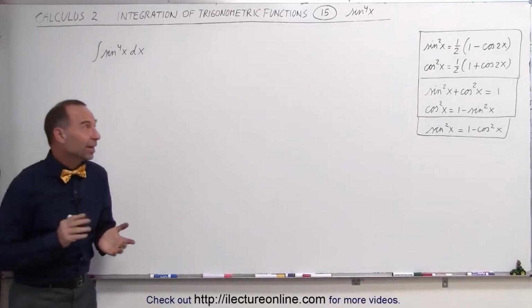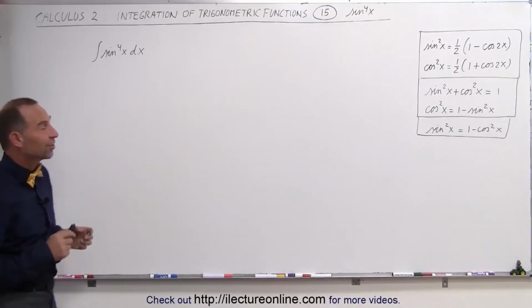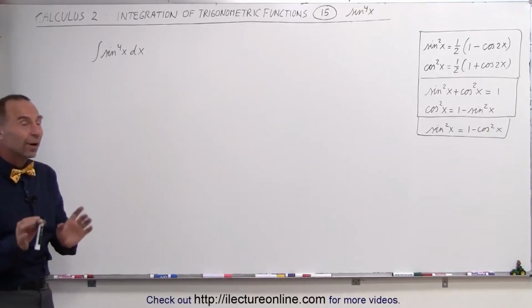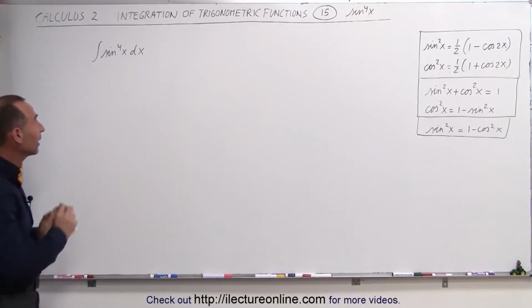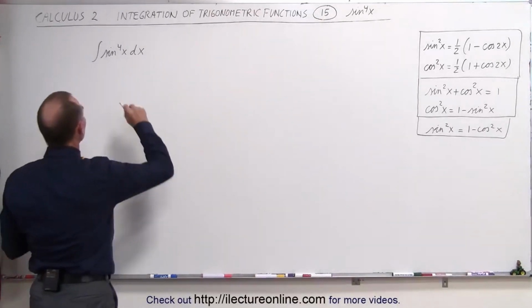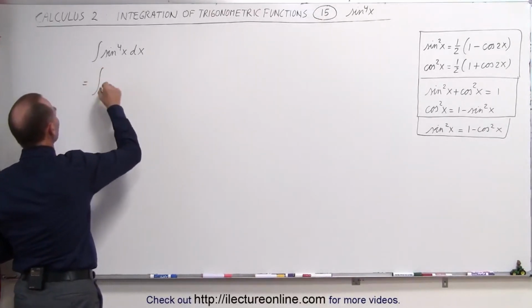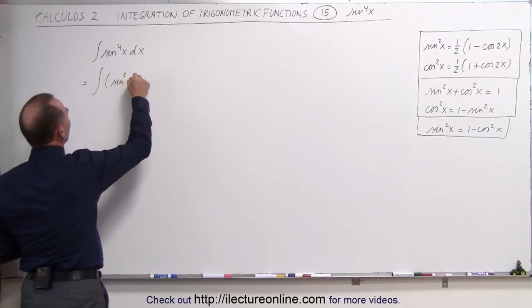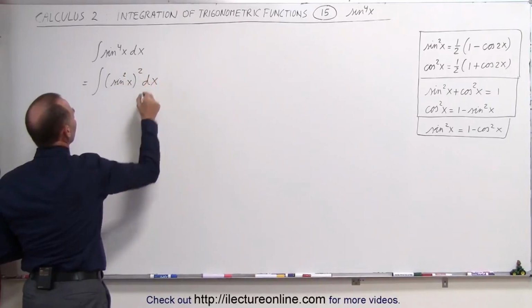Our next example is the integral of the sine to the 4th power of x dx. How do we figure that out? Well, again, it all depends on finding the right tricks to do this. We need to simplify this as much as possible. So what we can start out doing is probably the following. Write this as the integral of the sine square of x, quantity squared, times dx.